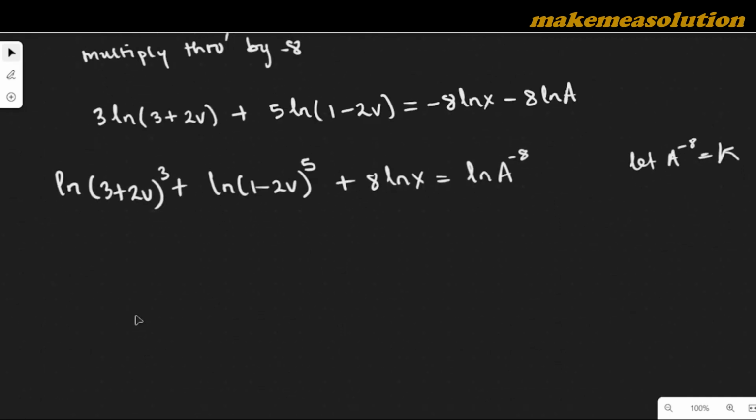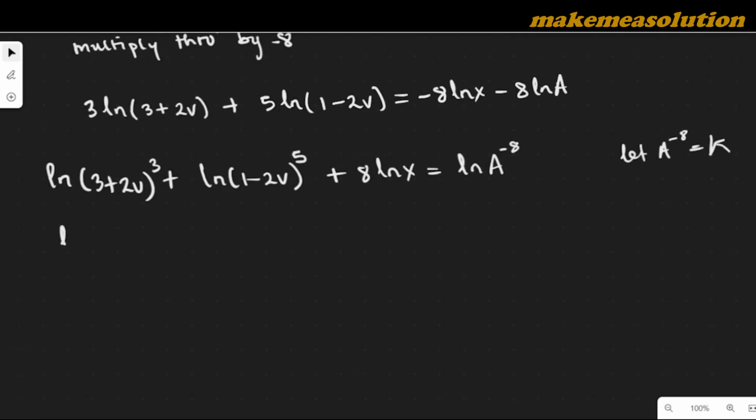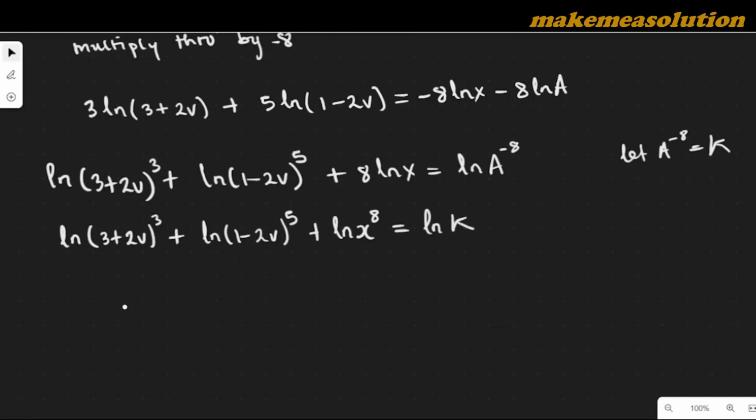Okay, so you have ln (3 + 2v)^3 + ln (1 - 2v)^5 + ln x^8 = ln k. So we're going to apply the law of logarithms on the left hand side. Okay, that's ln of (3 + 2v)^3 times (1 - 2v)^5 times x^8.